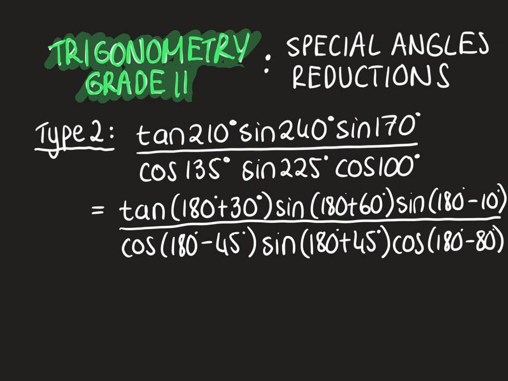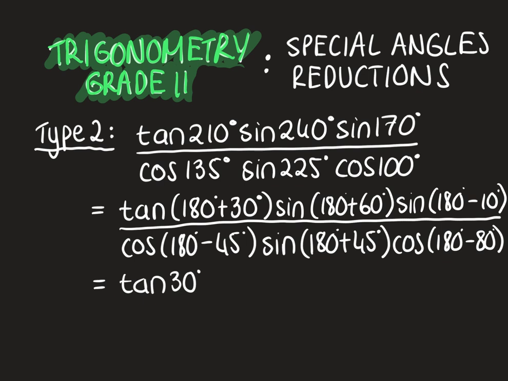Okay, now once that step is finished, we can then go to the actual reducing stage. So now let's reduce these into their acute angles. Now, the first one, tan of 180 plus 30. 180 plus is the tan quadrant. Therefore, tan would be reduced to a positive tan of the acute angle, which is 30.